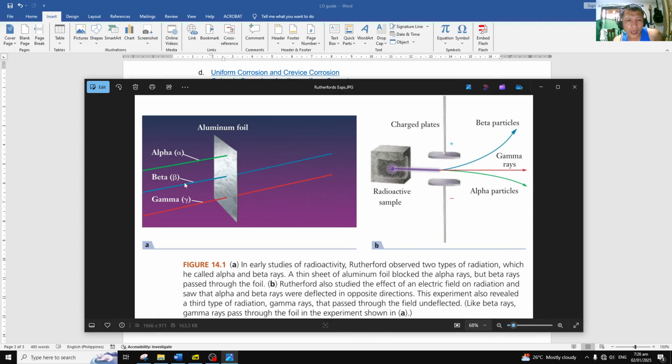Beta particles are believed to be electrons, so they could just pass through. And then he put it in charged plates, these are magnets, so he could see that those rays can be bent. I think this is the part where gamma rays were seen. Those that react with the positive plate change direction, so this can be manipulated.